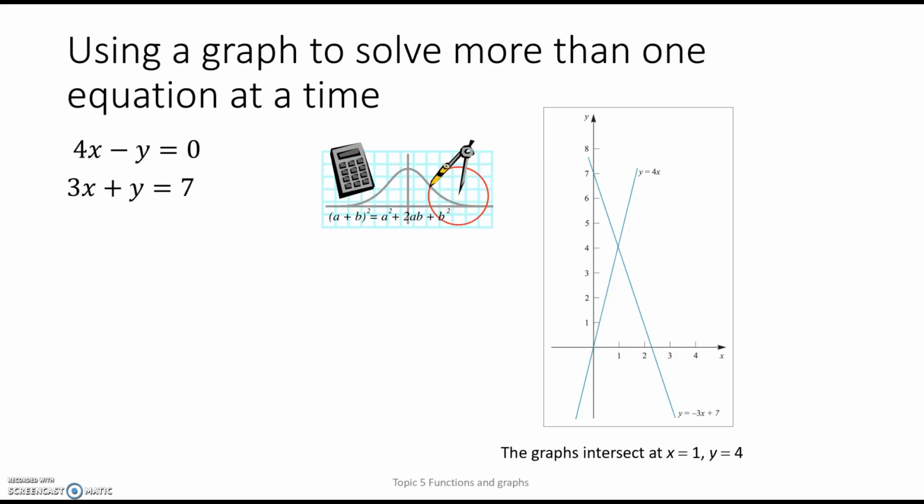We could do the same for this one. We could then just read off that the solution is where x equals 1 and y equals 4.